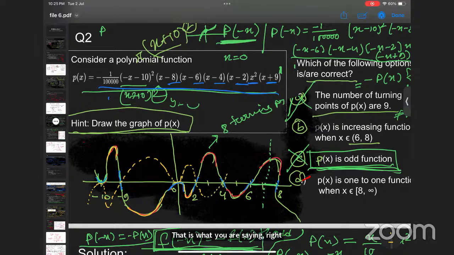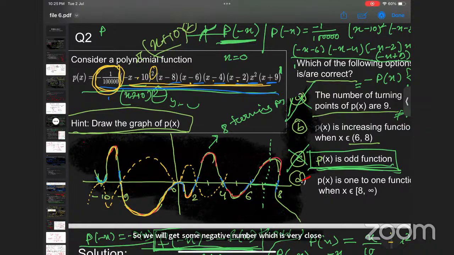Yes, ma'am. So here our concern is this tilt, because here our constant is negative, right? So the y-intercept is negative. If we put x equals 0, then we will find some negative number, right? Because minus will cancel out, minus will again cancel out, and this will be positive due to the square. So we will get some negative number which is very close to 0, right? So the graph will be very close to 0 from the negative side of the y-axis.